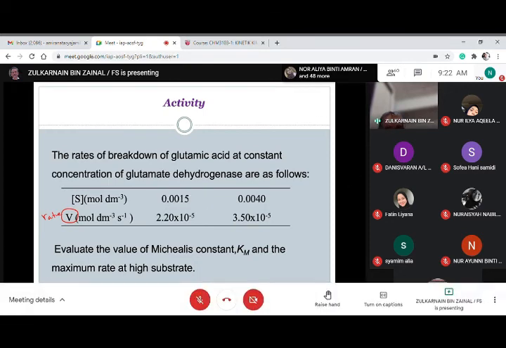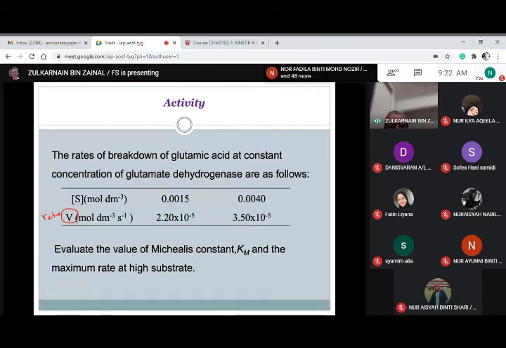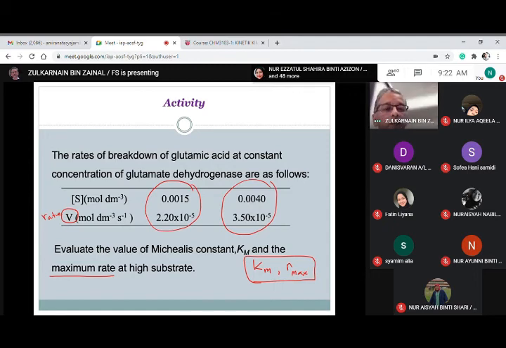So you have got to determine the value of Km and the maximum rate. So two things that you've got to do there. Got to determine the value of Km and also R max. So how are you going to do that? As you can see from here, you are only given two sets of data, right? So normally for two sets of data, we don't do a graph. You don't have to plot a graph.